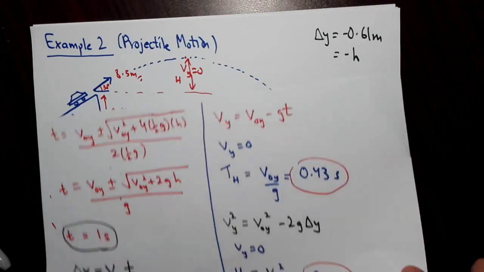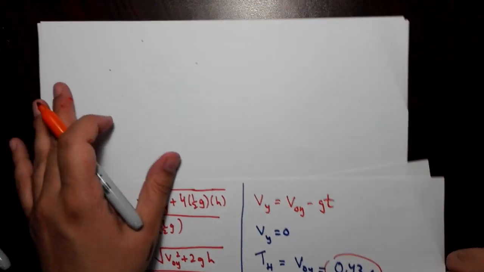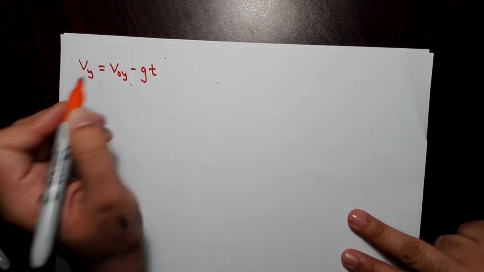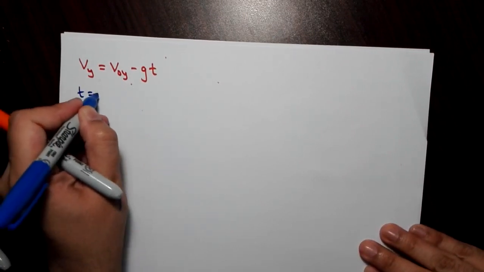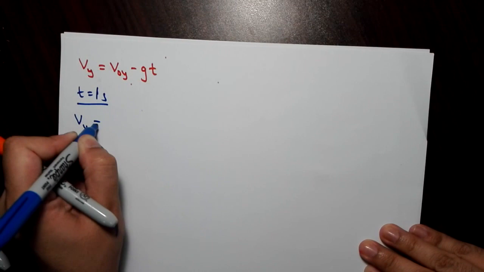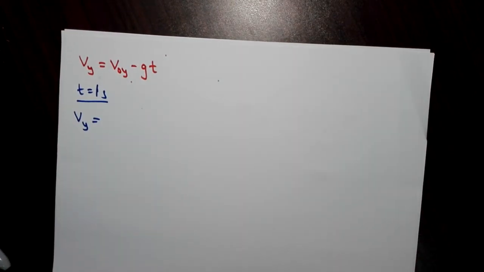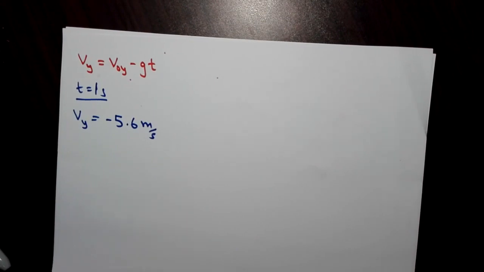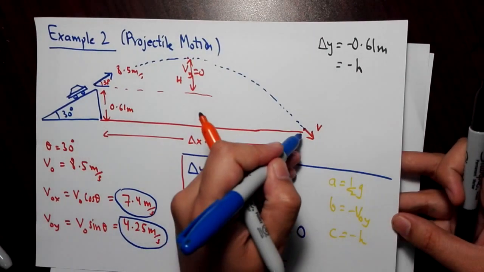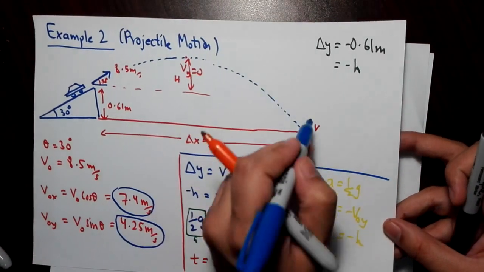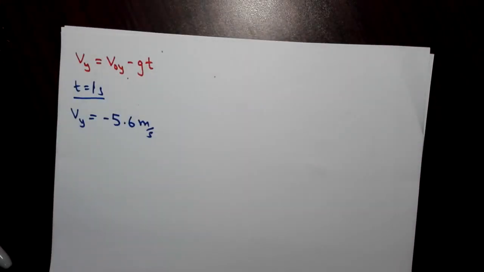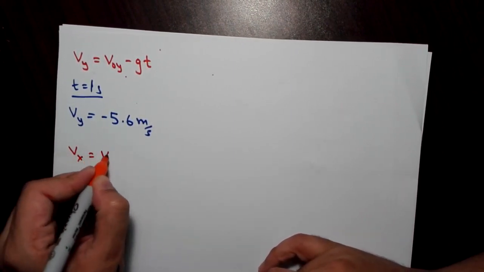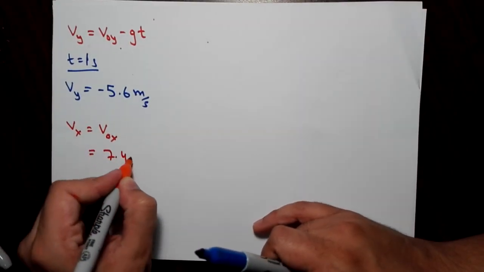So if you take this equation, Vy equals V naught Y minus GT, and plug in t equals 1 second, the number turns out to be minus 5.6 meters per second. Notice that you should expect a negative y component and a positive x component for the velocity at t equals 1 second. We do get that, and Vx is still V naught X, and that's 7.4 meters per second.